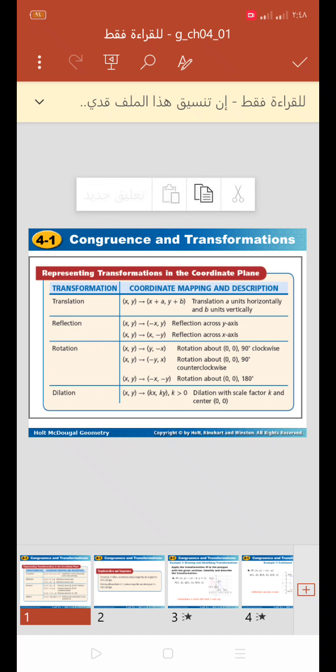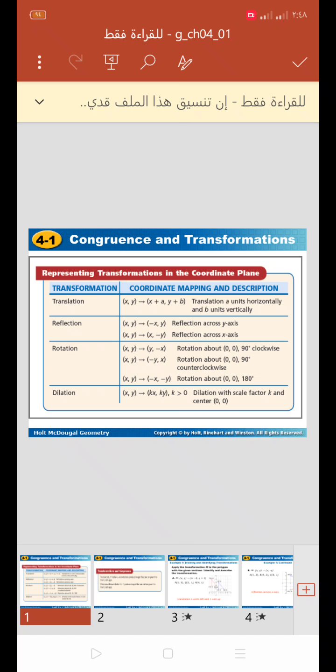Translation means that you add or subtract from the principal point. Here, (x, y) is the principal point. You will make x plus a and y plus b. A and b are numbers. Maybe it's plus, maybe minus, no problem.